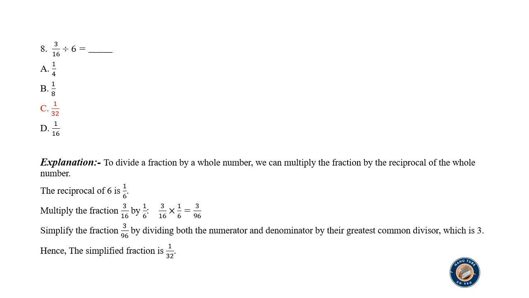To divide a fraction by a whole number, we can multiply the fraction by the reciprocal of the whole number. The reciprocal of 6 is 1 over 6. Multiply the fraction 3 over 16 by 1 over 6. Then 3 over 16 times 1 over 6 is equal to 3 over 96. Simplify the fraction 3 over 96 by dividing both the numerator and the denominator by their greatest common divisor, which is 3. Hence, the simplified fraction is 1 over 32.